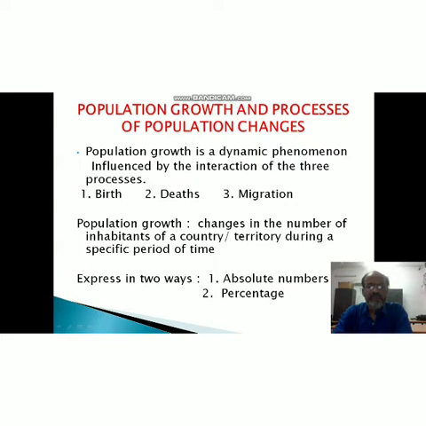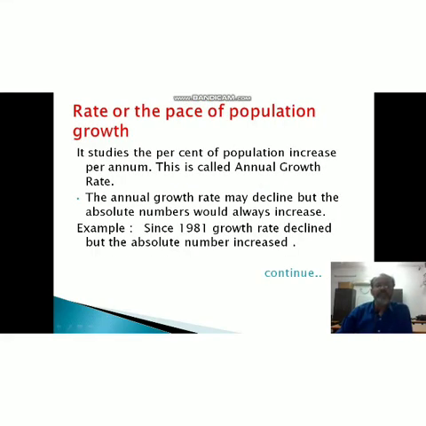Population growth is the change in the number of inhabitants of a country. That means in the country the number of inhabitants is changing during a specific period of time. Suppose I say that in one place the population is now 1 crore. After 1 year or 2 years, the population will increase or decrease. So we can say that population growth is a dynamic phenomenon. We can express that change in two ways. First is absolute numbers. Second is percentage.